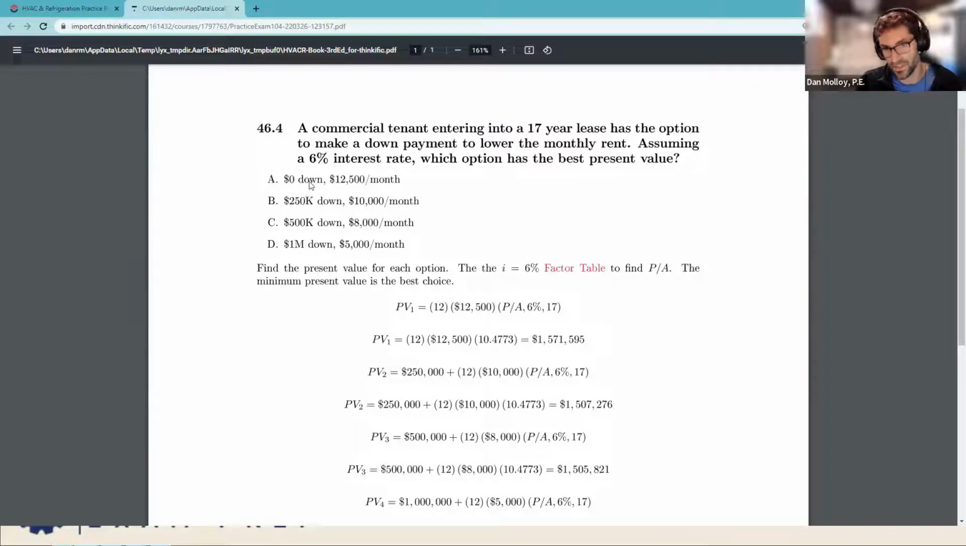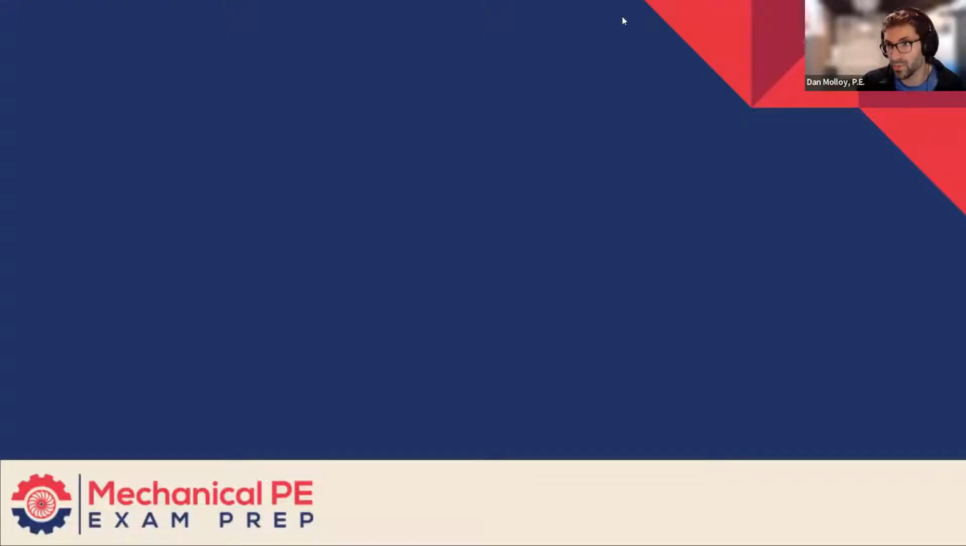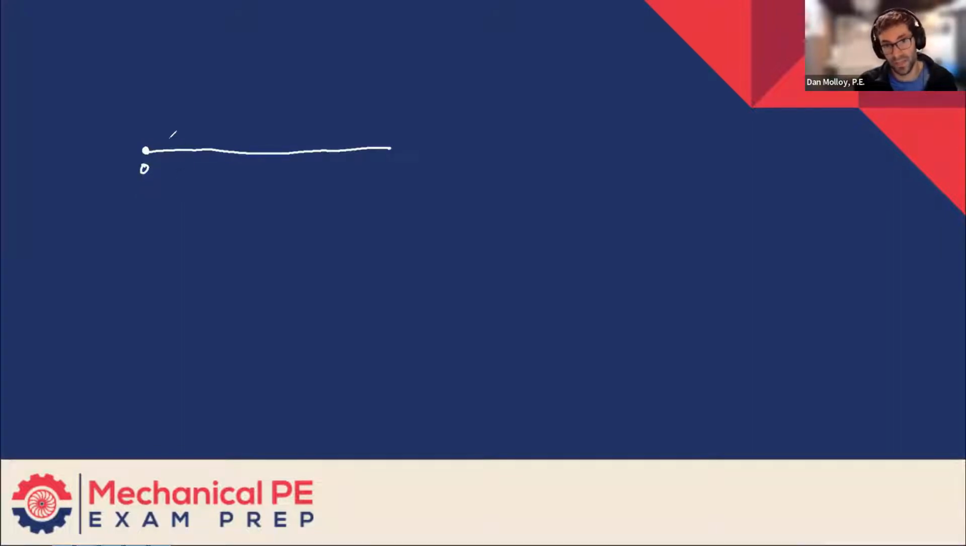The first case is the simplest because there's nothing down, but let's take the time to think about what a cash flow diagram would look like for that. We have nothing down, so in year 0 we're going to have nothing. And then for 17 years, we're going to have a fixed monthly payment. If I really wanted to do this accurately, I'd have to do 12 times 17, which is 204, I think. So I'd have to do 204 monthly payments, but I don't want to do 204 compounding periods.